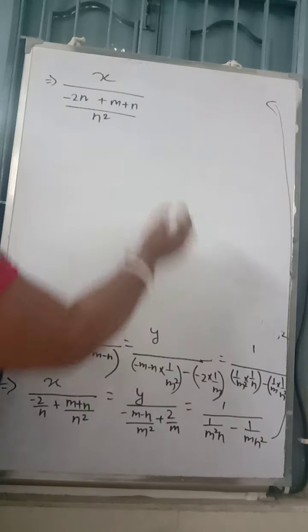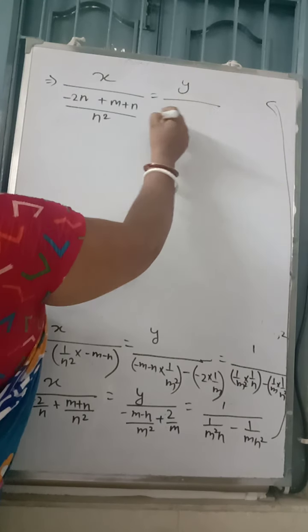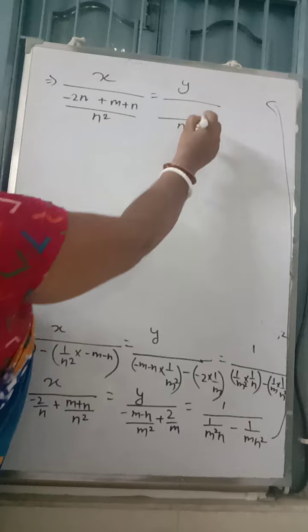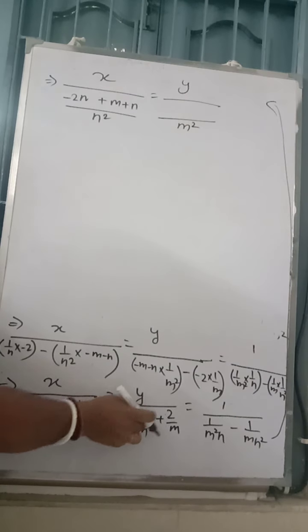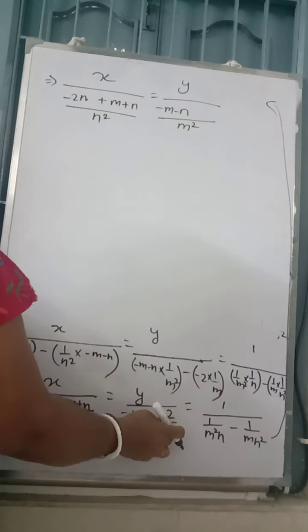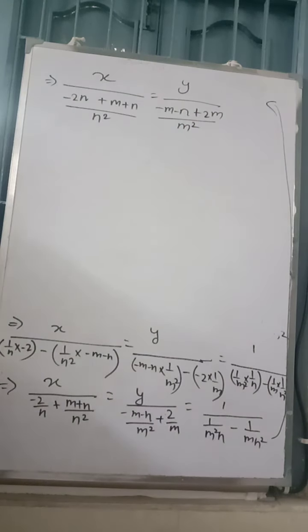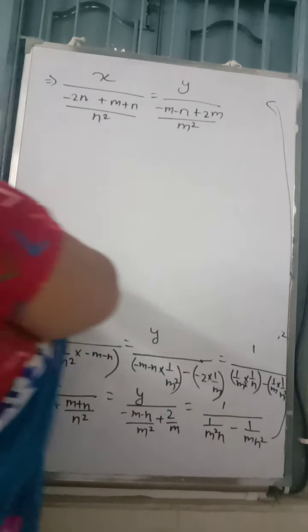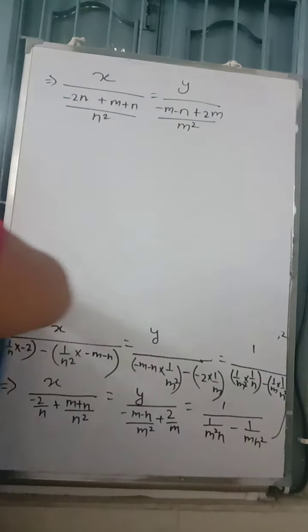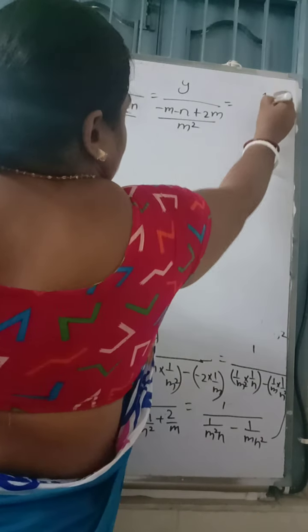Similarly, the LCM of m square and m will be m square. Now here I have minus m minus n. Here I have only one m, so this 2 will multiply with m. So this will be 2m is equal to, again 1 on the top.